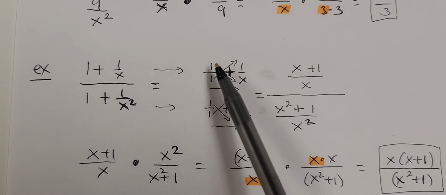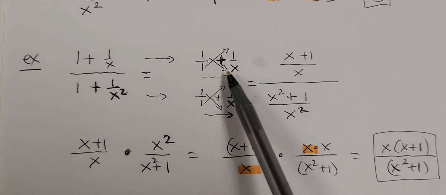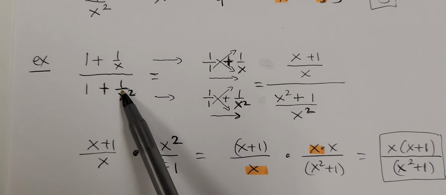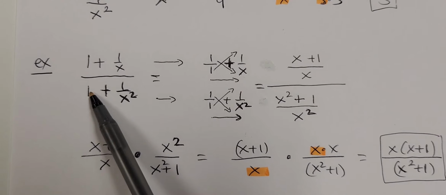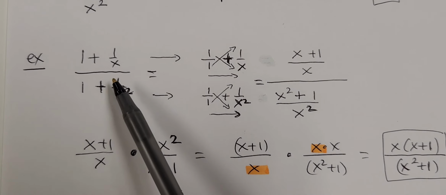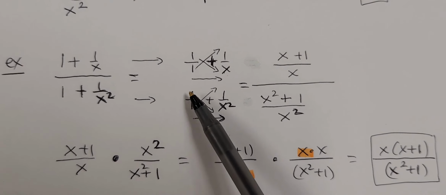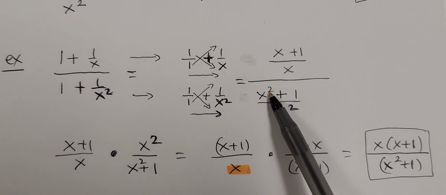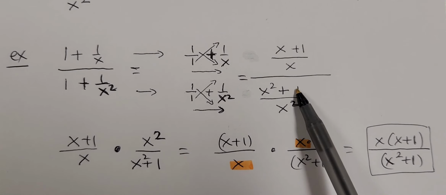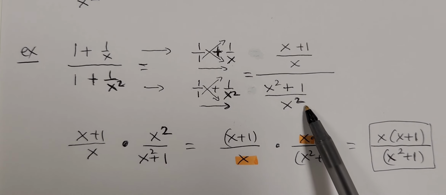Now do the same procedure for the bottom as well, adding fractions. Again, this 1 is rewritten as 1 over 1. Don't forget the plus, 1 over x squared. Same procedure: 1 times x squared is x squared, plus 1 times 1 gives me 1. On the bottom, 1 times x squared is x squared.